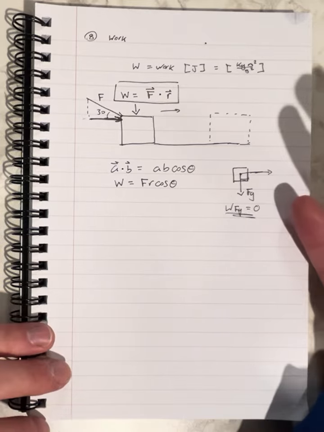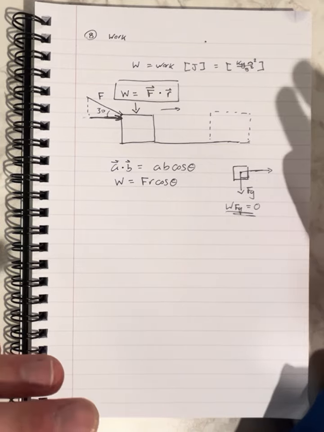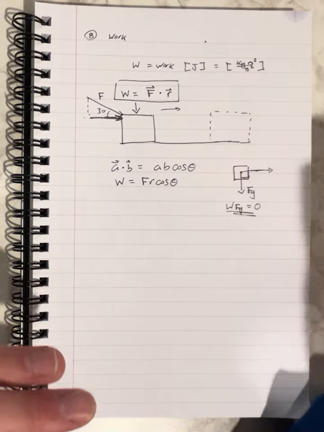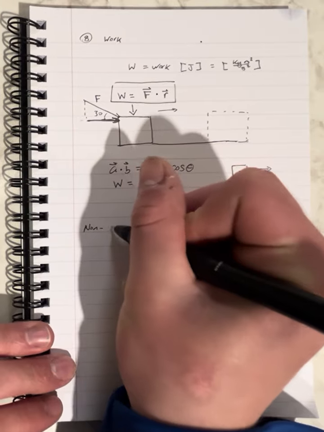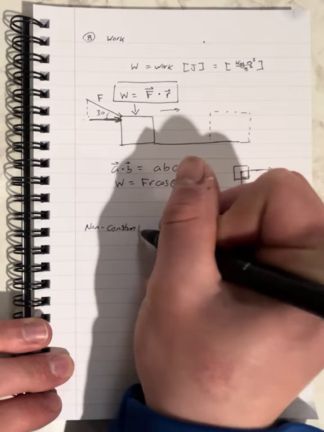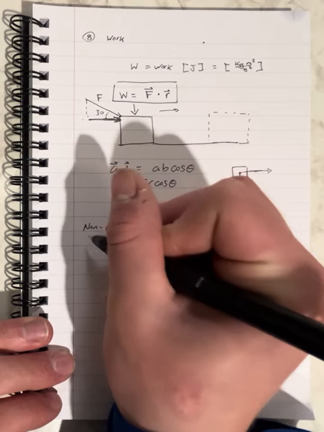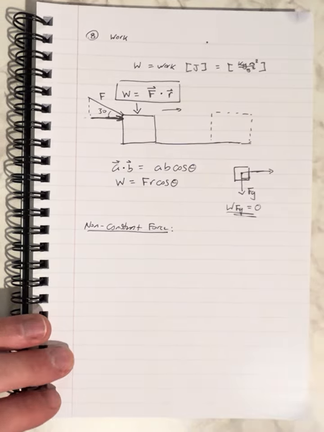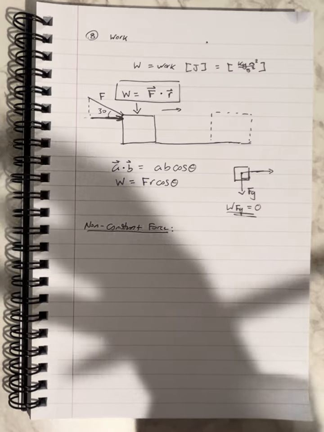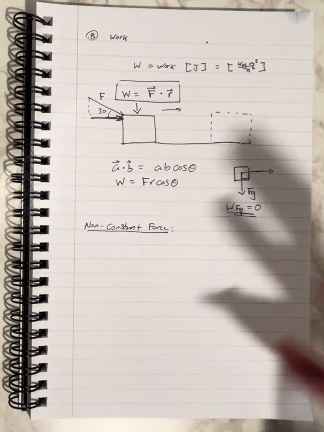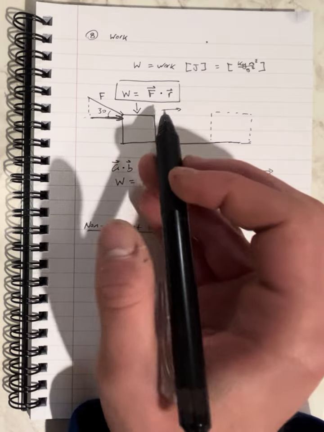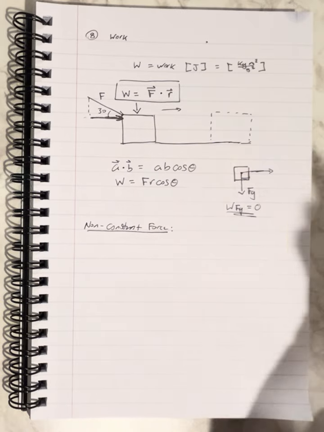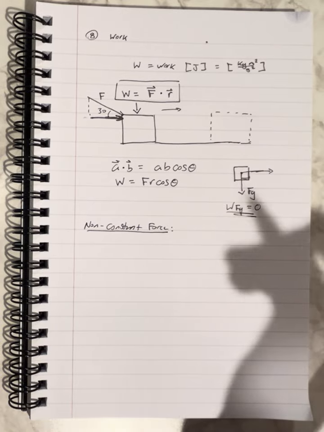So that's the work done by a constant force, but we have one more thing that we need to talk about, which is what if the force is non-constant? Sometimes you're going to have something exerting a force that is a function of either time or distance. And in these cases, you can't use this dot product formula, and we're going to have to use calculus. We're going to have to integrate.